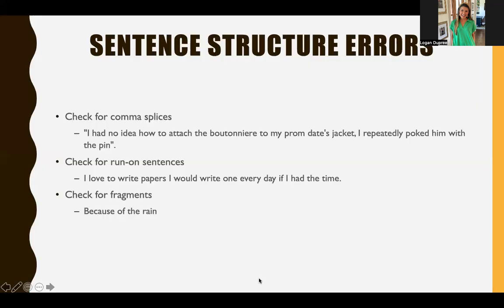And then we want to talk about sentence structure errors. Check for comma splices, and I gave you an example here that you can check. We should never have a comma between two complete sentences. So if you have anything like that, it needs to be corrected. Check for run-on sentences. And again, I gave you an example of what this looks like. Run-on sentences are sentences that should have had a pause or a stop, and then perhaps another sentence. And then check for fragments. This is when you are lacking a complete sentence or a complete idea.